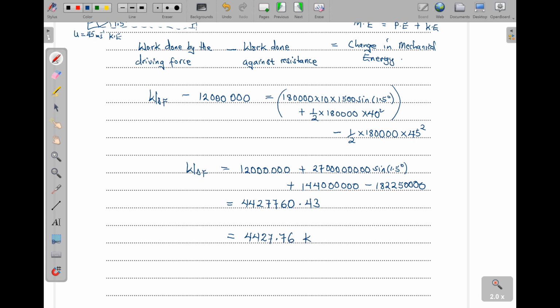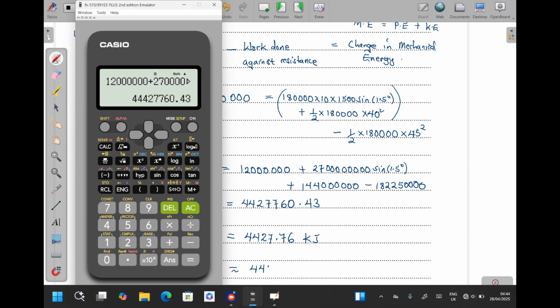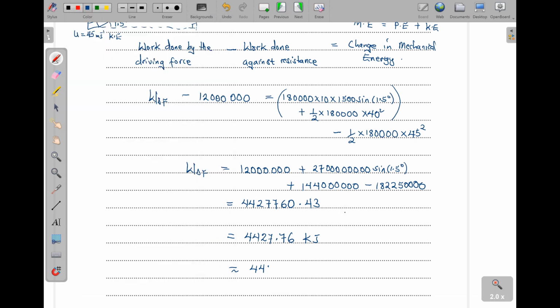So we shall have 4427.76 kilojoules. Or you can write this one to 3 significant figures and you say 4. There is actually another 4, I think. Yes, there are 3 4s. So there is another 4. So I can write 4430 kilojoules to 3 significant figures, like that.